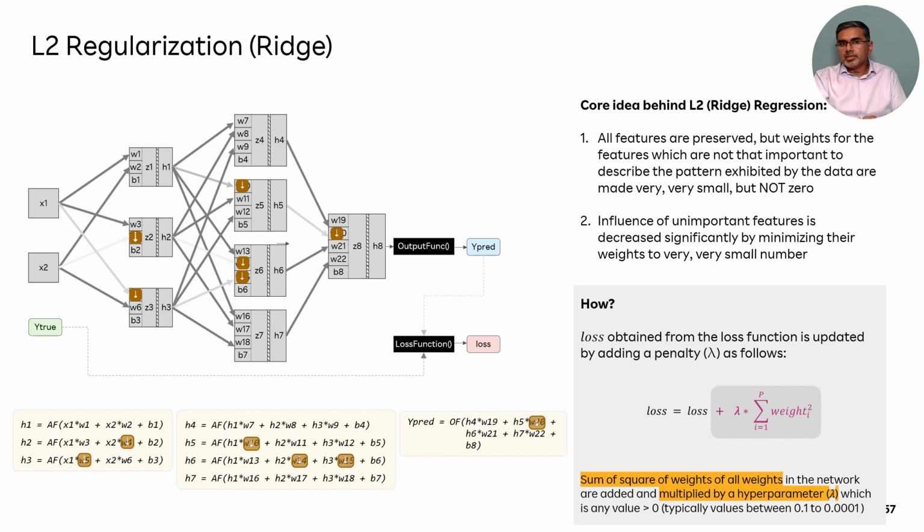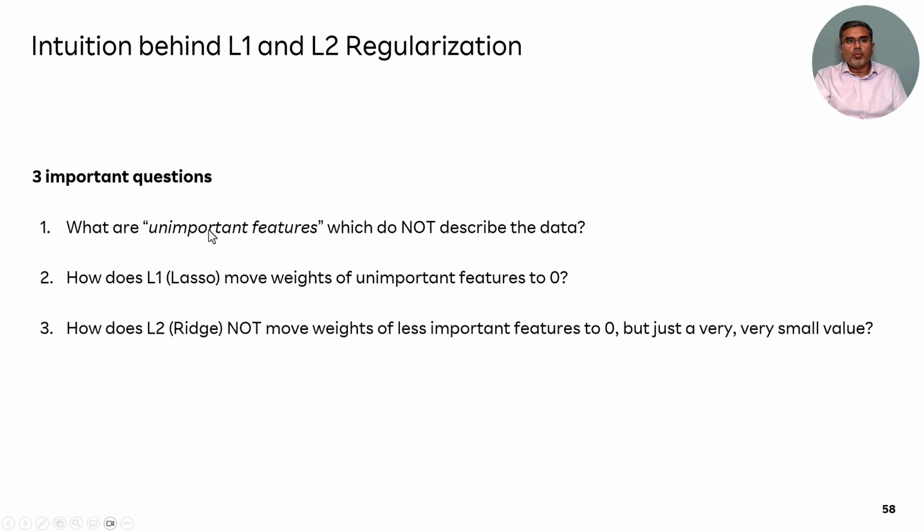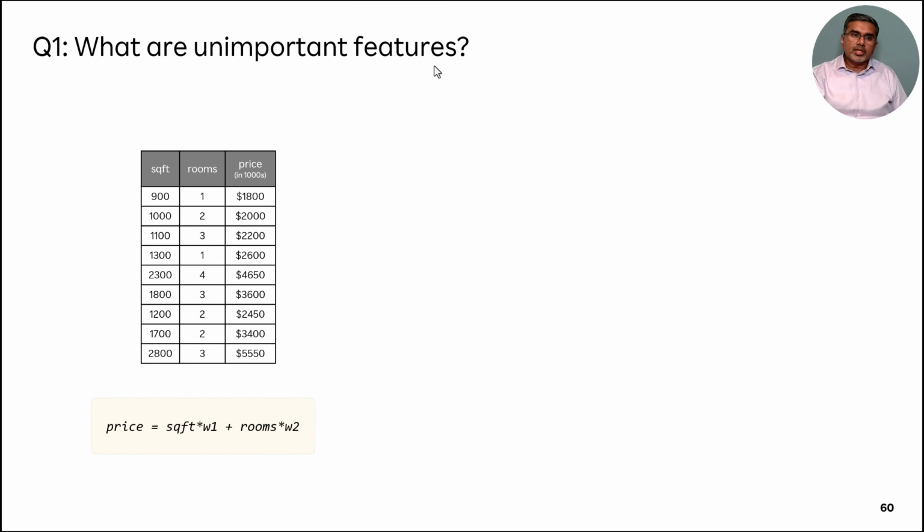Now, this brings up three important questions. The first one is, what are unimportant features which do not describe the data? The second one is, how does L1 move weights of unimportant features to zero? We need to understand that. When you're adding up all these absolute weights, how does it make it zero? The third one is, how does ridge or L2 not move the weights to zero but actually make them less? Closer to zero but never zero. We need to understand these three. Okay.